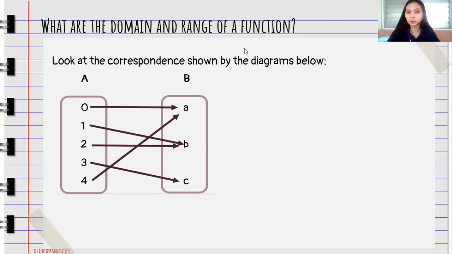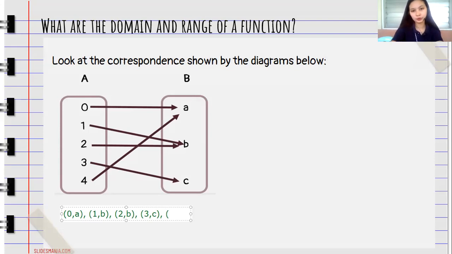So if we're going to show their relation po, it will be let's have C, 0, A. Next is 1B. Ayan. Hanapin mo lang yung partner niya. 2B. Next is 3C. And then last one is 4A.